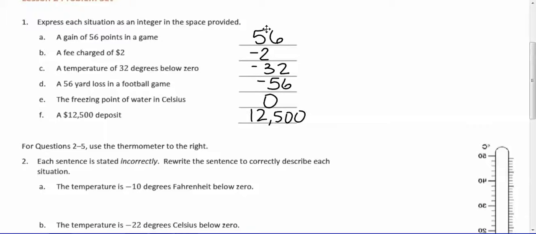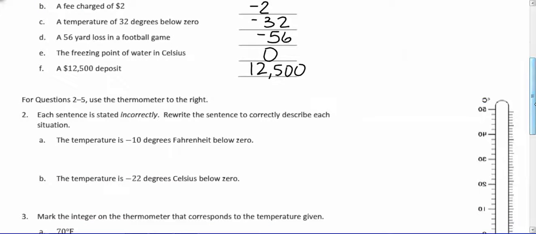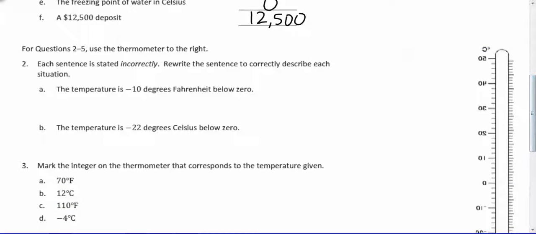All right, anyway, let's look at this next set of questions here. This is a really messed up thermometer, so we're not doing questions 3, 4, or 5 on this page. I don't know what happened, but something got flipped. The numbers are written backwards. I'm not sure what happened, but something happened with the printing process.